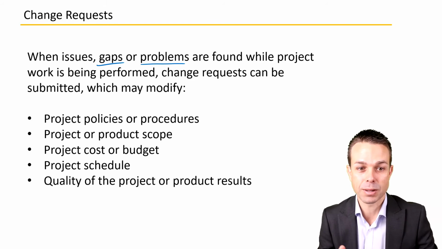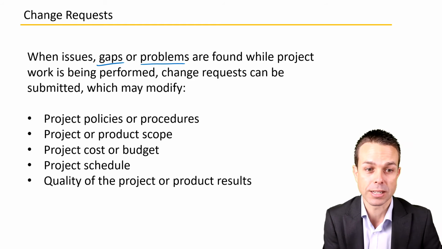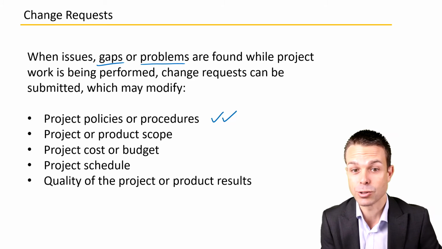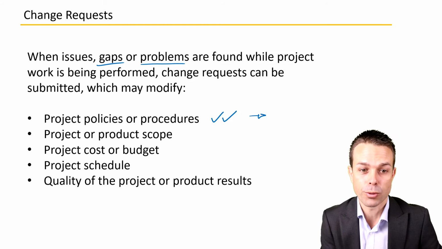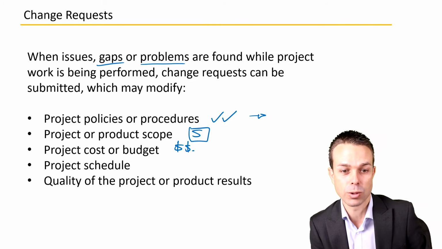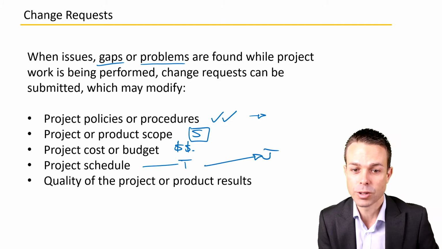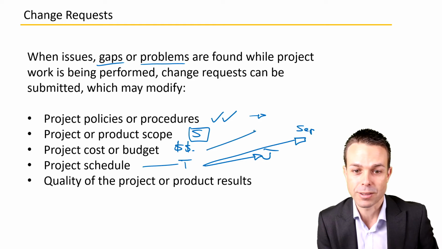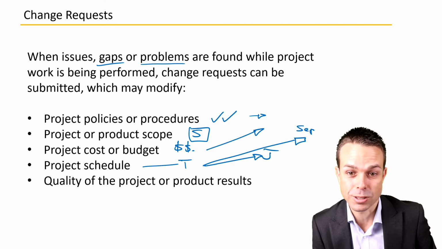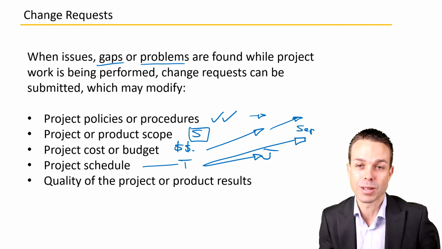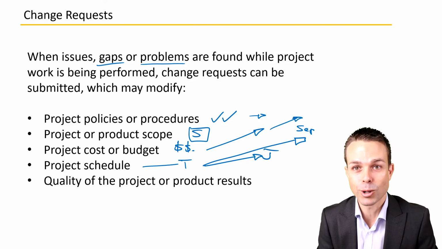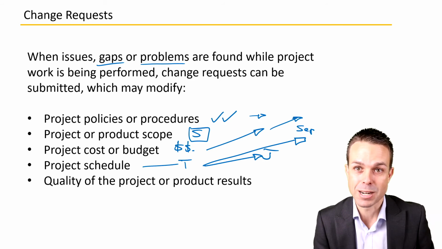And change requests can be submitted, and they might modify things like our project policies or procedures. Maybe we need to do things in a different way. The project or product scope, as we said, the cost or the budget, which we've touched on as well, the schedule or the time. Again, if something is going to be delivered in June, but all of a sudden we see that now, according to our analysis, it's going to be delivered in September, and maybe that's going to affect the cost, it's going to go up a little bit because we need more resources, then people need to know about this through the appropriate methodologies and the appropriate process in our project, which is this change management process.